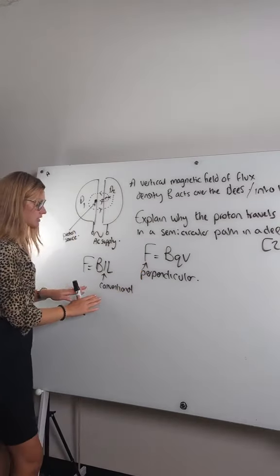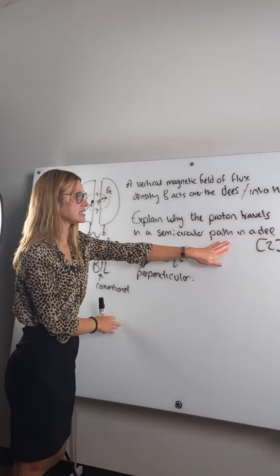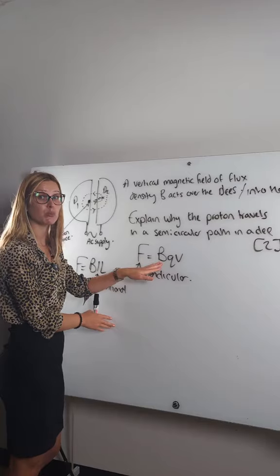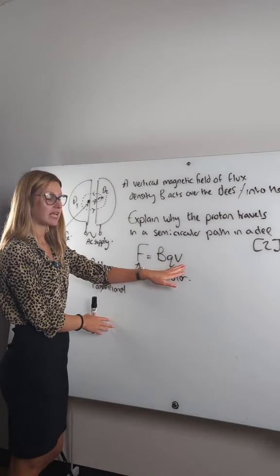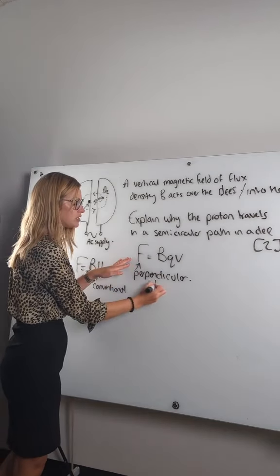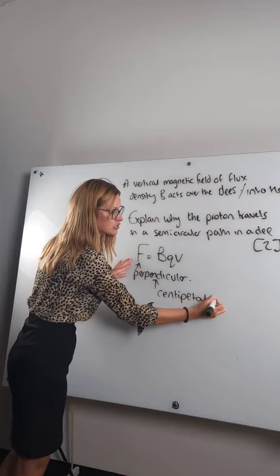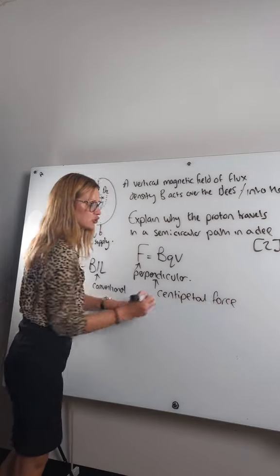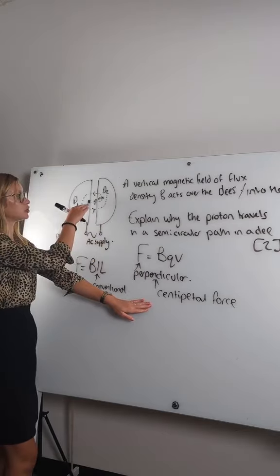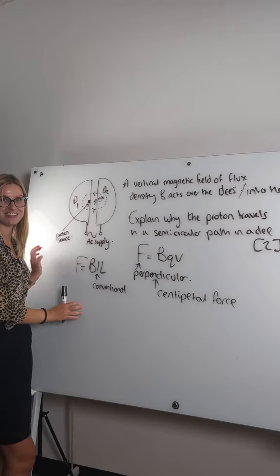Okay, so for your mark scheme, you just want to make sure you mention that it travels in a circular path inside the Ds because the magnetic field is perpendicular to the direction of velocity, and that gives me a force in the perpendicular direction. And that force we're going to mention is our centripetal force. That's your second mark there. Mention that it's a centripetal force because it's pushing it towards the center of the circle. Okay, so that's your 2 marks. So that's grand.